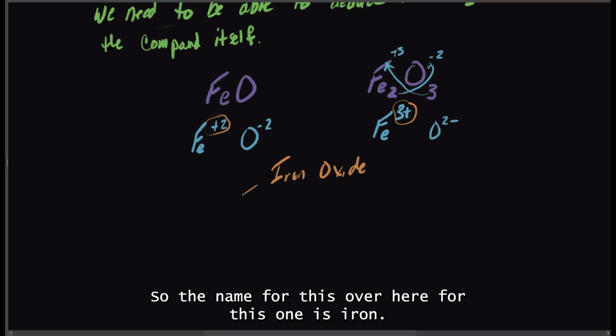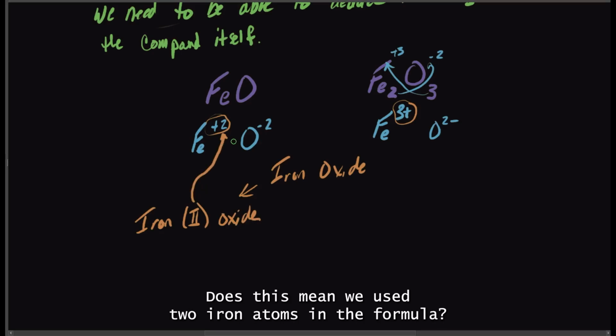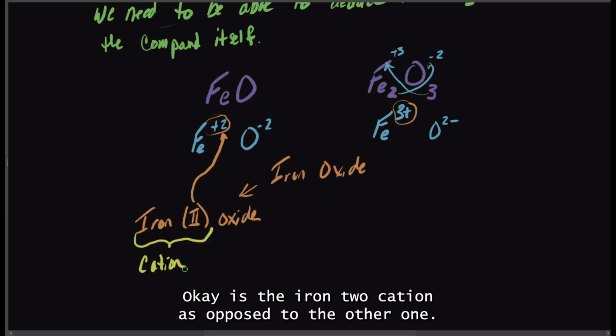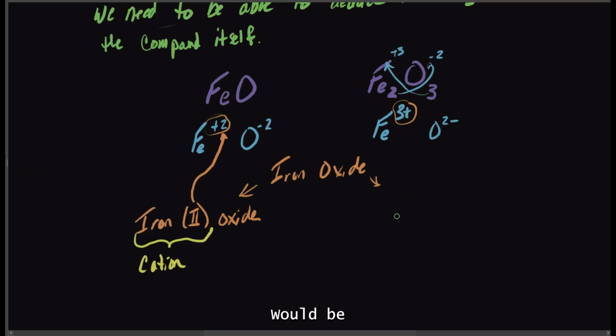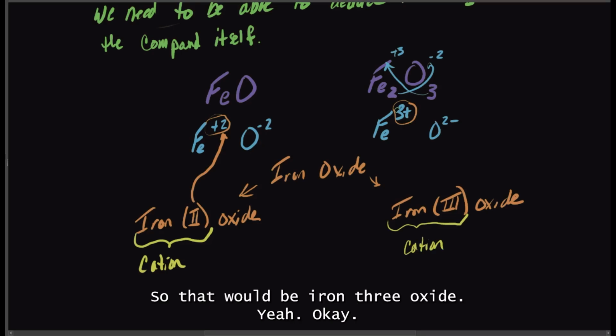So the name for this one is iron, Roman numeral 2, oxide. Why Roman numeral 2? Because that's the charge. Does this mean we used 2 iron atoms in the formula? No, it means the cation we used is the iron 2 cation. As opposed to the other one, what would be the name of the other one then? Iron 3, because that is the cation for this compound. So that would be iron 3 oxide. Yeah? Okay, so we're going to practice a couple.